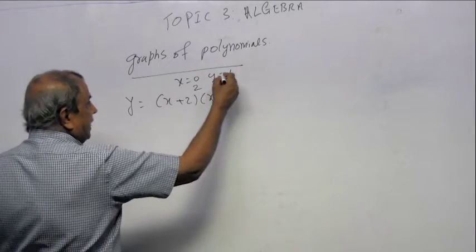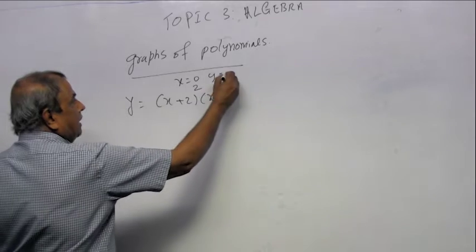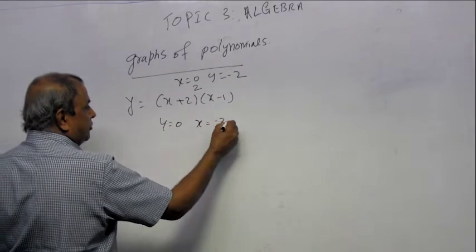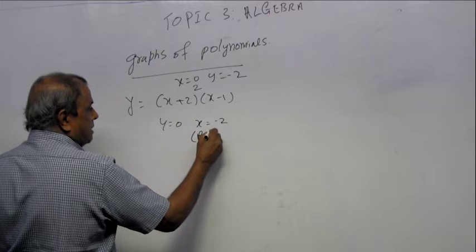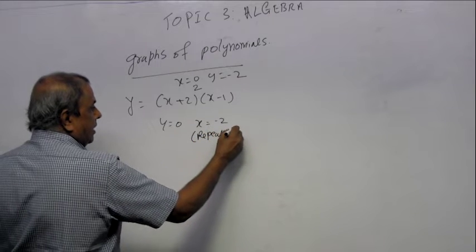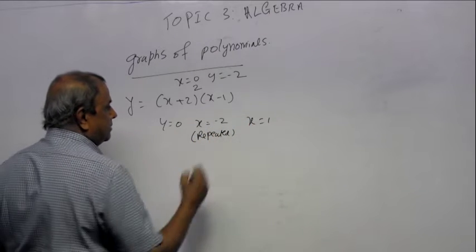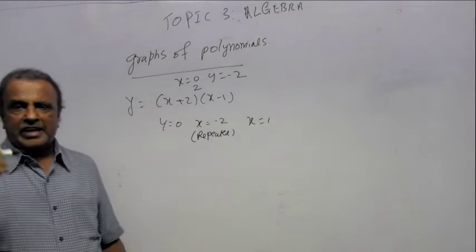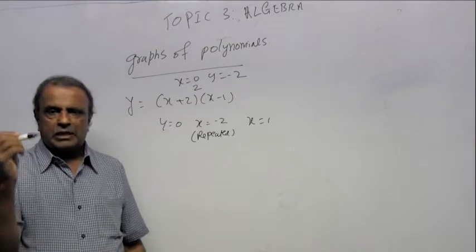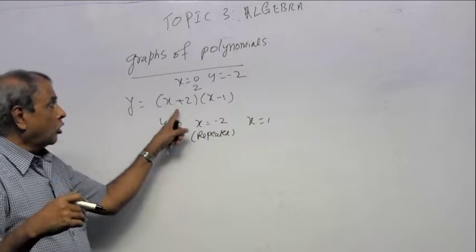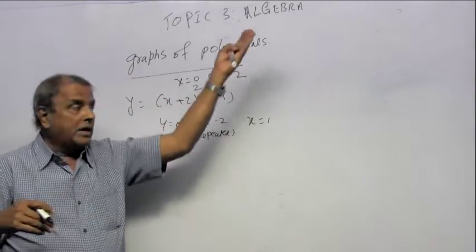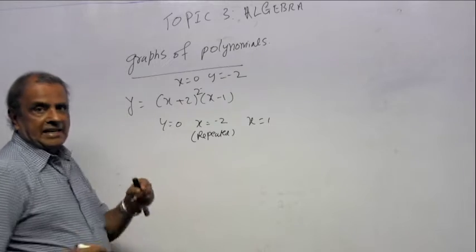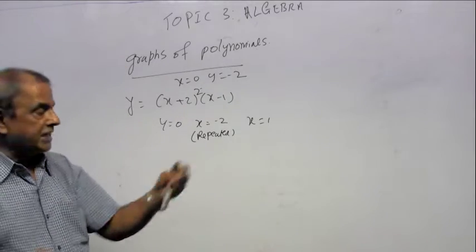So that is when x equal to 0, therefore y will be minus 2. When y is 0, x is minus 2 repeated root. Remember, it's a whole squared. And then x equal to 1. Whenever a root repeats, x-axis will be a tangent at that point. It could be x plus 2 whole cube, it could be x plus 2 power 4. As long as a root repeats, x-axis will be a tangent at that point.